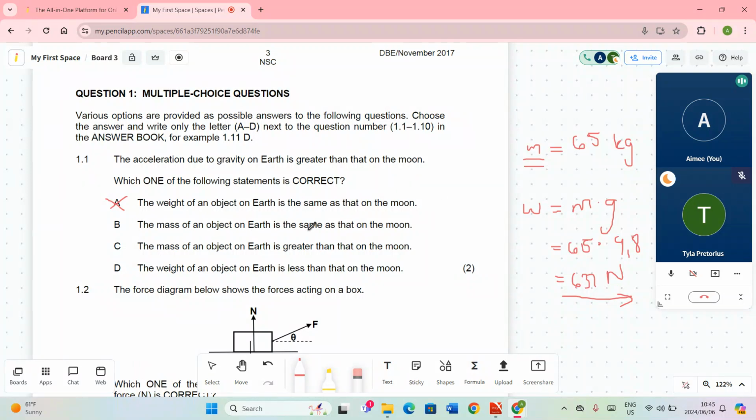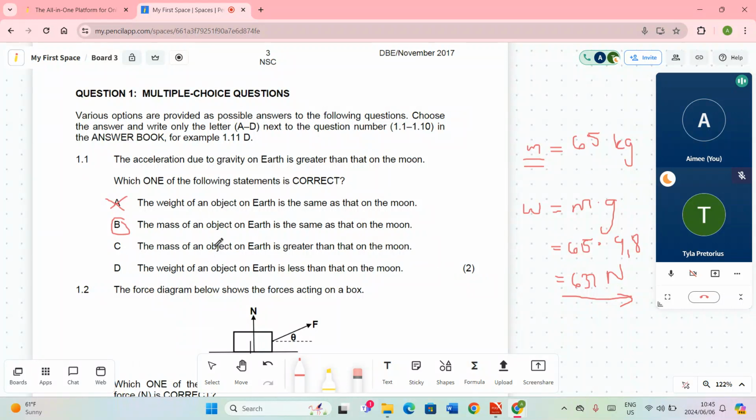The mass of an object on Earth is the same as that on the moon. Isn't that what I just said? I said that your mass on every planet is the same because your mass is your mass. If you stand on a scale on Earth, on Jupiter, on Mars, the scale will give you the same reading. So this is the correct answer. But I first want to go and I want to eliminate the other ones.